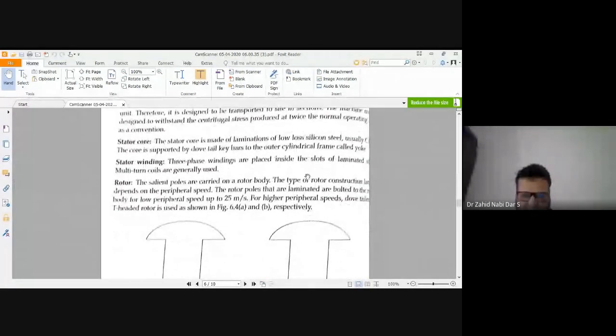So basically, it comprises the stator core. The stator core is made up of laminations of low loss silicon steel, usually CRGO, cold rolled grain oriented. The core is supported by dovetail key bars to the outer cylindrical frame called the yoke. Then the stator winding: these are three-phase windings, connected in delta or Y, placed inside the slots, and laminated multi-turn coils are generally used.